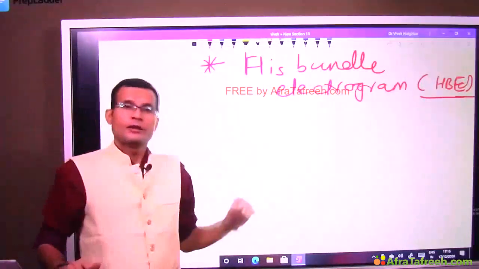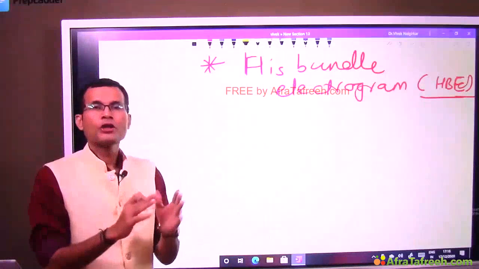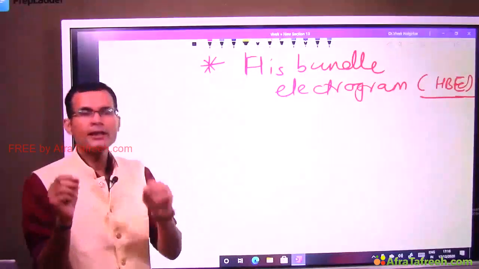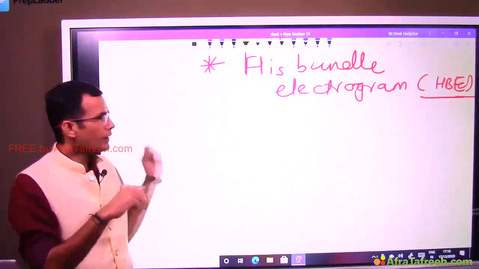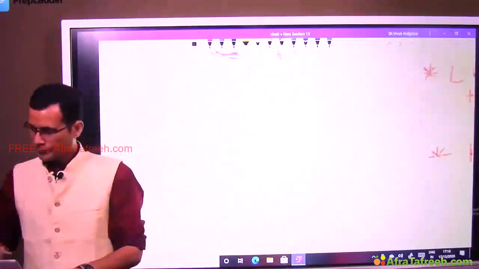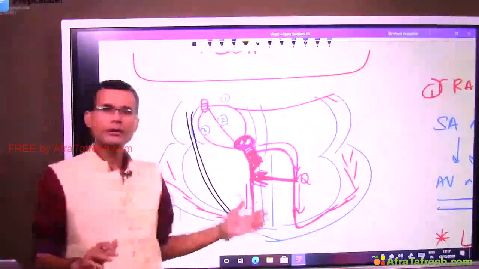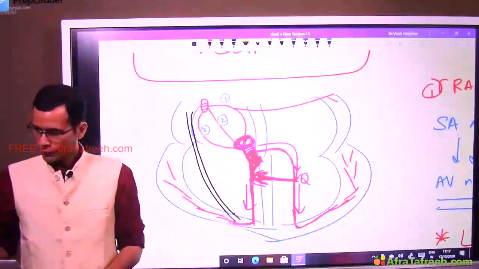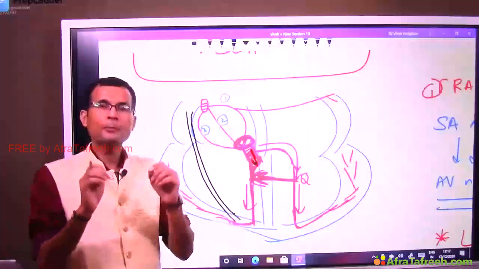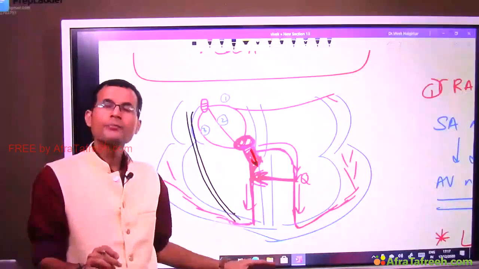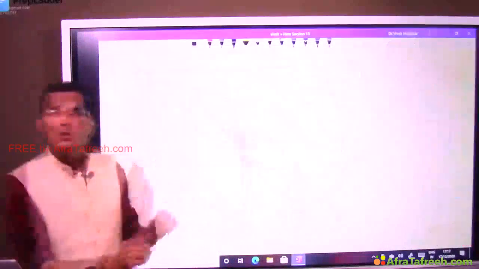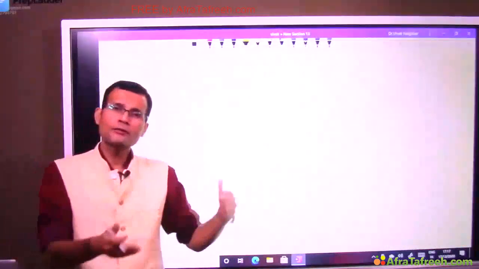Right, let's come back to this part. We are talking about the bundle of His. So there is something called the His bundle electrogram. Electrodes are placed on the exposed part of the His bundle and in the right ventricle and right atrium. So somewhere here the electrode on this part, and then electrical potentials going on in the heart are recorded, and that's called the His bundle electrogram. Okay, and it's also correlated with the ECG.